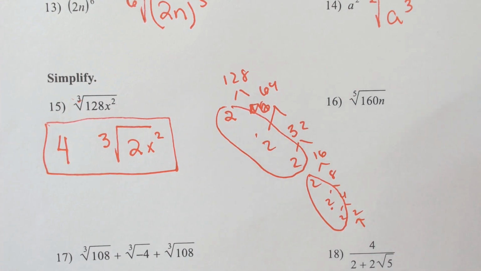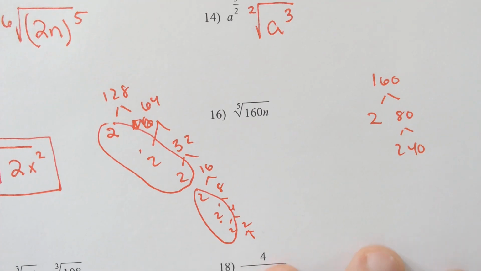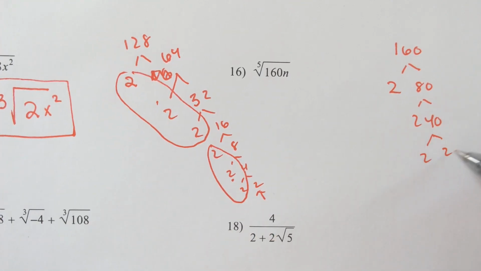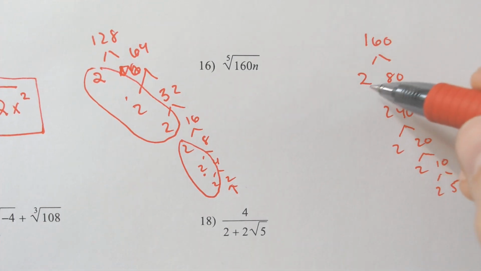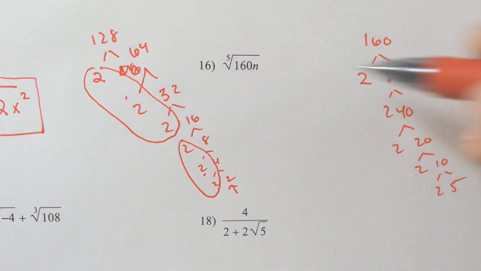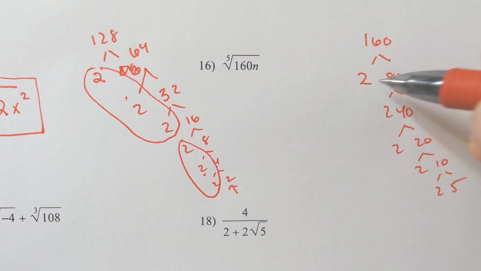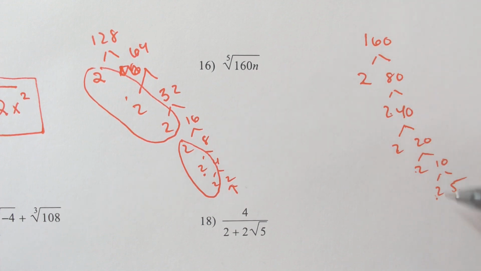Number 16, we need to break down the 160, which is 2 and 80, 2 and 40. Oh, it's off the screen. 2 and 40, 2 and 20, 2 and 10, 2 and 5. A lot of 2s, just like last time. We're not looking for the 5. We're looking for 5 of the 2s. Most of the time it's going to be a 2. 1, 2, 3, 4, 5. There they are.